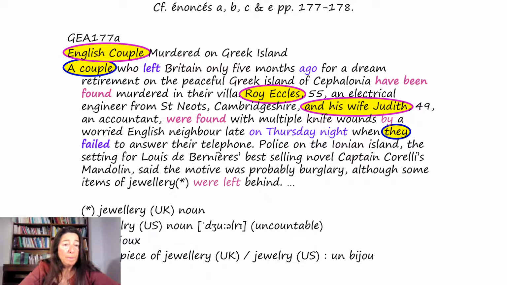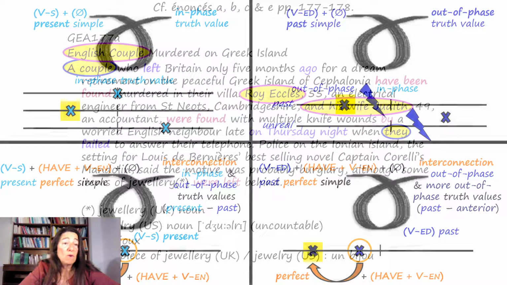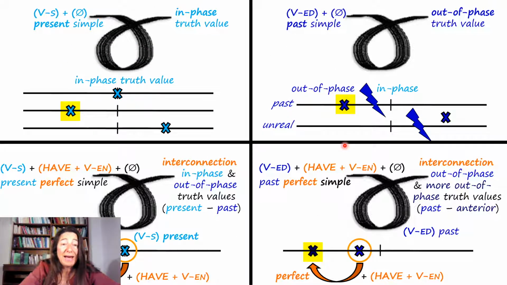So yes, and the other markers, so on Thursday night I mentioned earlier on, and then ago here, which is why we have the past tense here. So past tenses and present perfect tenses, and as you remember, all these actions are completely in the past. So this is an action that's completely in the past, and so are all the other actions here that are in a yellow square.